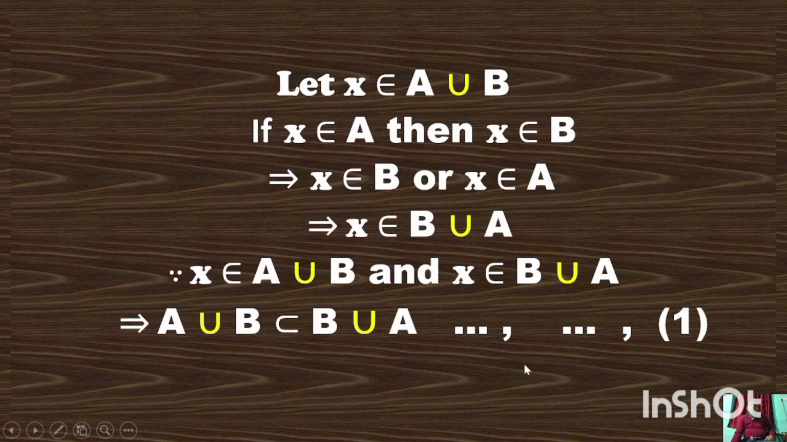It means A union B is a subset of B union A. Understand? Since X is an element of A union B, then X may be an element of the set A, or X must be an element of the set B. Or you can write, if X belongs to B, then X belongs to A. Then X belongs to B union A. Since X belongs to A union B and X belongs to B union A, thus A union B is a subset of B union A.